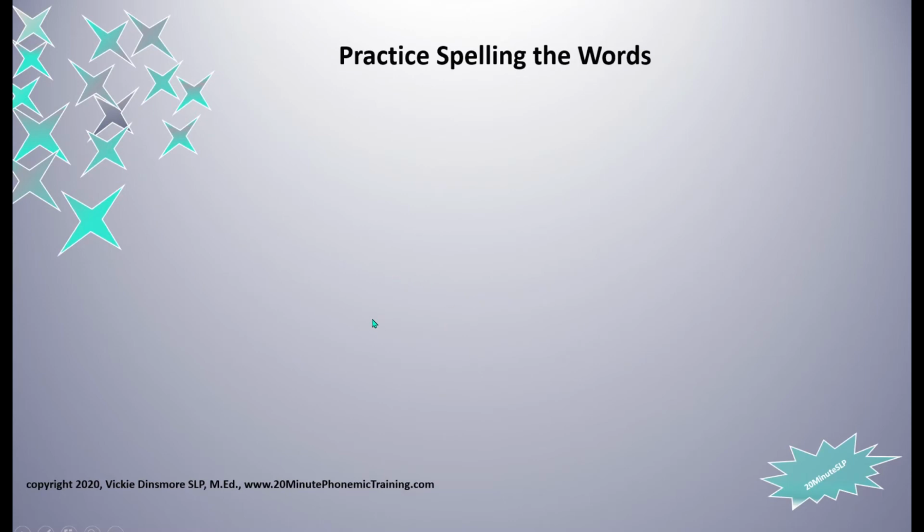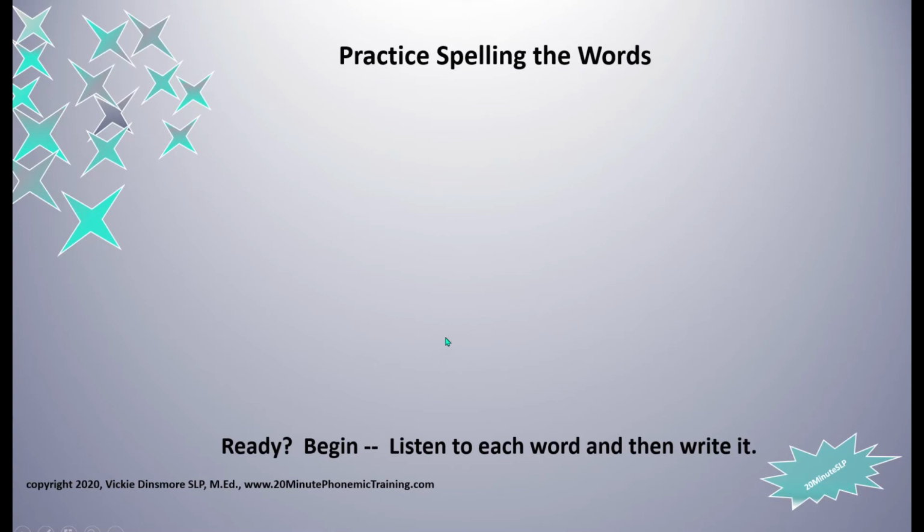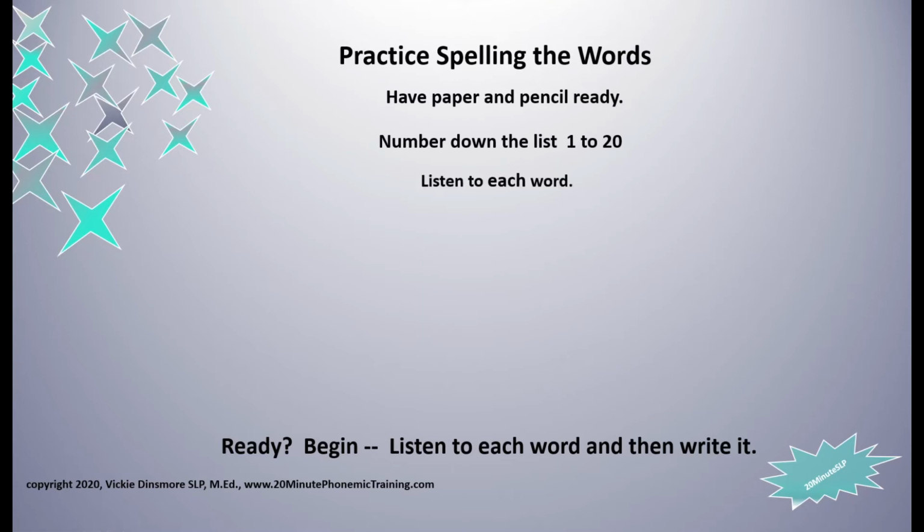Now we'll practice spelling the words. We'll want to listen carefully to each word and then write them, but before we do, here are some directions. You need to have paper and pencil ready, of course. You'll want to number down the list from 1 to 20. Listen carefully to each word as I say it. Then repeat the word to yourself. This is very important that you say the word to yourself. Then say it syllable by syllable to yourself.